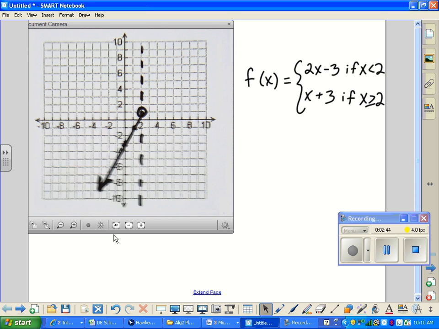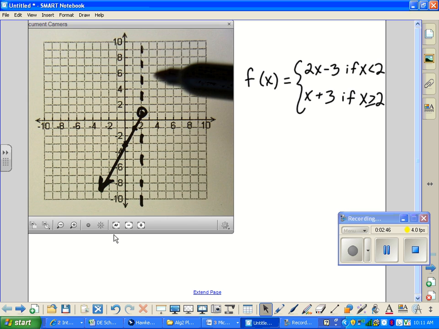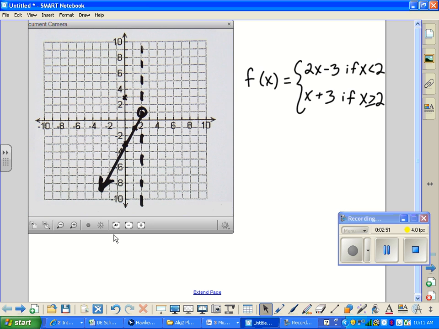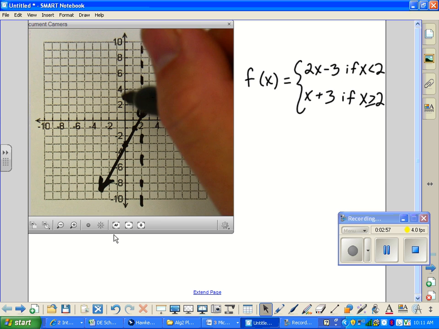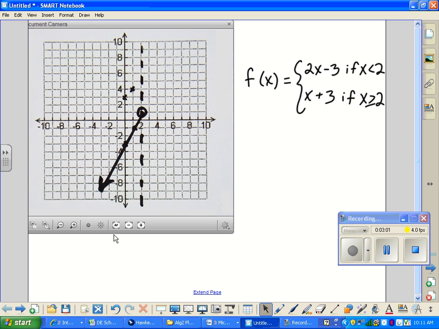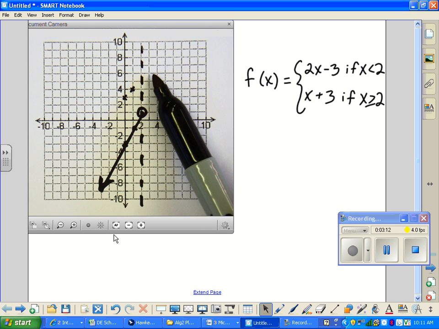Now, for x greater than or equal to 2, let's do that x plus 3. Okay, so y'all walk me through this graph. We're going to go right up 3, put a little x right there. And then what's my slope on my x? Rise 1, run 1. Okay, now think about this. Is my line actually going to go through those 2 points? No, because this line is supposed to be greater than or equal to 2, and that's on this side.